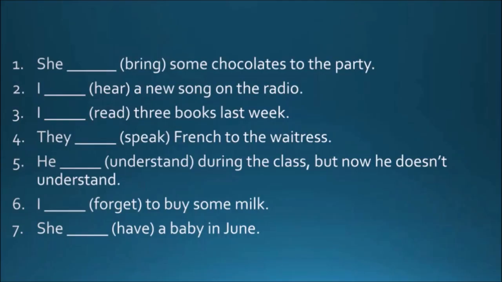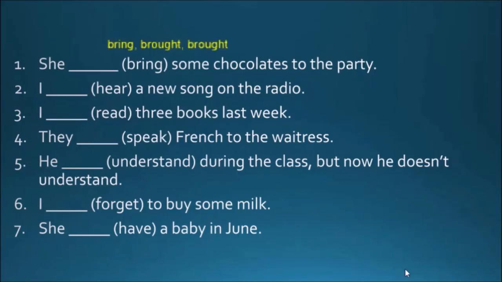So bring, the infinitive form, the past form is going to be brought, and the past participle the same, brought. So to change this sentence correctly into past tense, we're going to have she brought some chocolates to the party. So I've added our words there for us so that you can see it. So bring, the infinitive, brought, past, and brought, past participle. She brought some chocolates to the party.